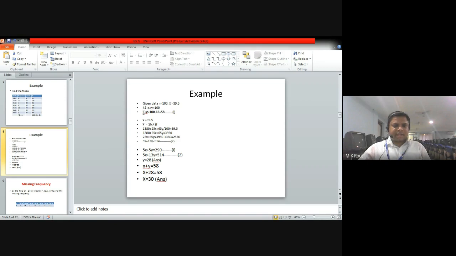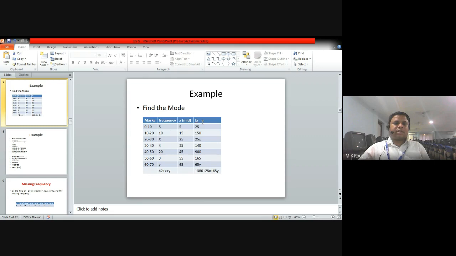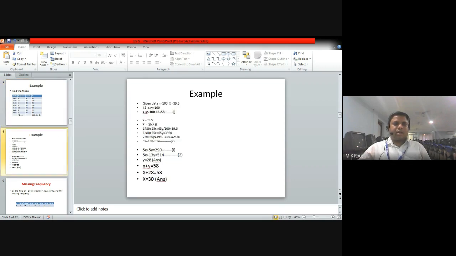Moving to the next step, the mean is given as 39.5. The formula is x bar equals summation of fx divided by summation of frequency. From the table, summation of fx is 1380 plus 25x plus 6y, and summation of f is 100. So 1380 plus 25x plus 6y, divided by 100, equals 39.5. If you simplify this, you get equation 2: 5x plus 13y equals 514.